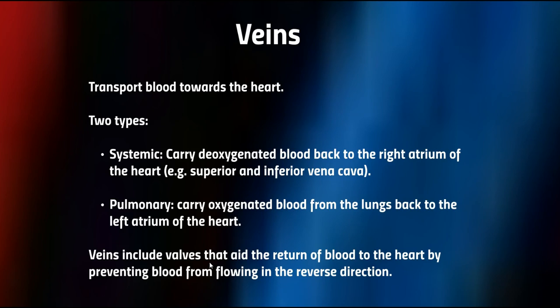We know that there are two types of veins. We've got the systemic veins that are bringing the blood back from the body tissue to the heart, and we've got the pulmonary veins which are bringing the nicely reoxygenated blood back from the lungs into the heart.